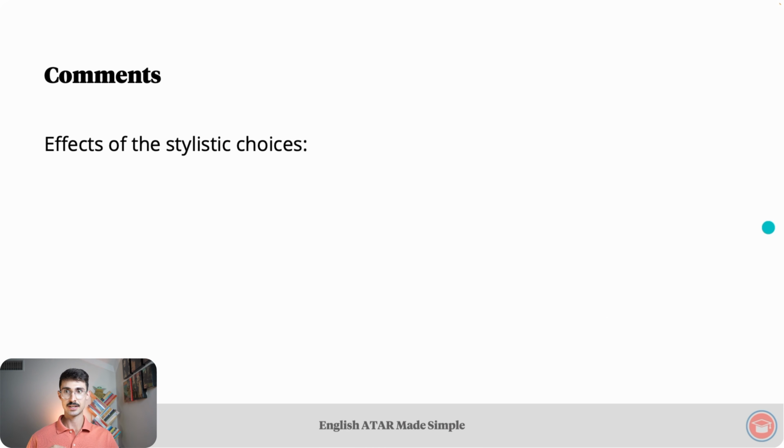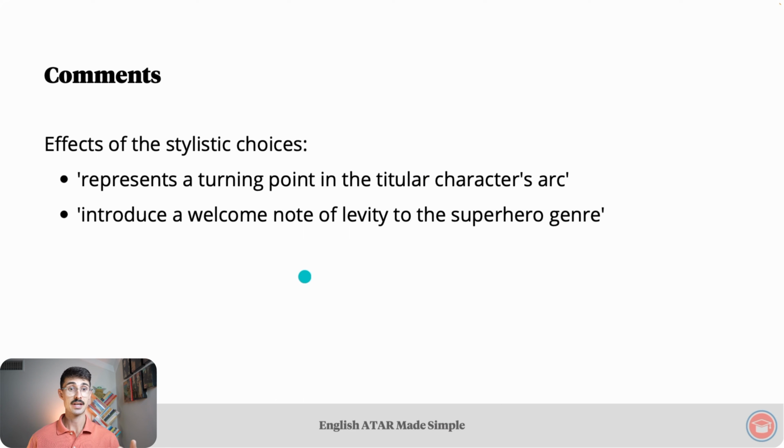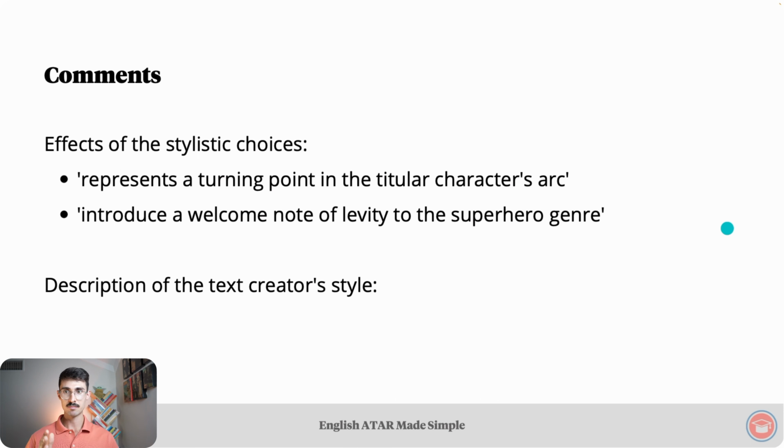After referring to an example, it's important to explain the effects of the stylistic choices. In the context of my response, those effects were that Waititi's use of colour and humour represents a turning point in the titular character's arc, and introduce a welcome note of levity to the superhero genre. By the way, levity just means treating something serious in a humorous way. Finally, you'll want to use an adjective or two to succinctly describe what kind of style is created as a result of the text creator's stylistic choices.